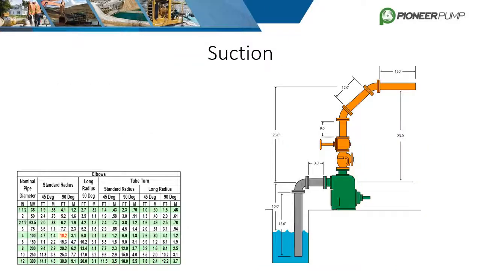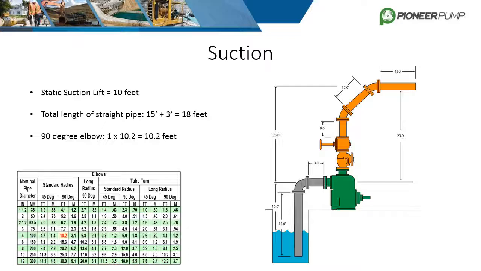Let's start with the suction side of the pump. The static suction lift is 10 feet, and the total length of straight pipe is 15 feet plus the 3 feet right before the suction flange, totaling 18 feet. The 90-degree elbow now needs to be converted into an equivalent length of straight pipe. The table shown has values tabulated for various sizes and types of elbows. The highlighted value of 10.2 feet is for a standard radius 90-degree 4-inch elbow.